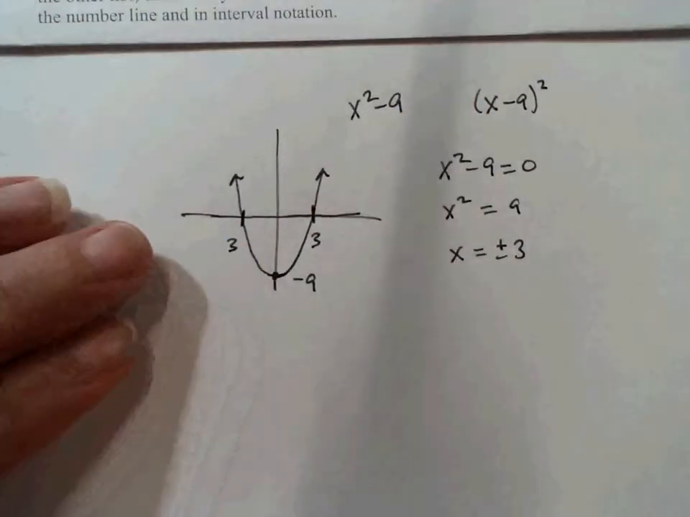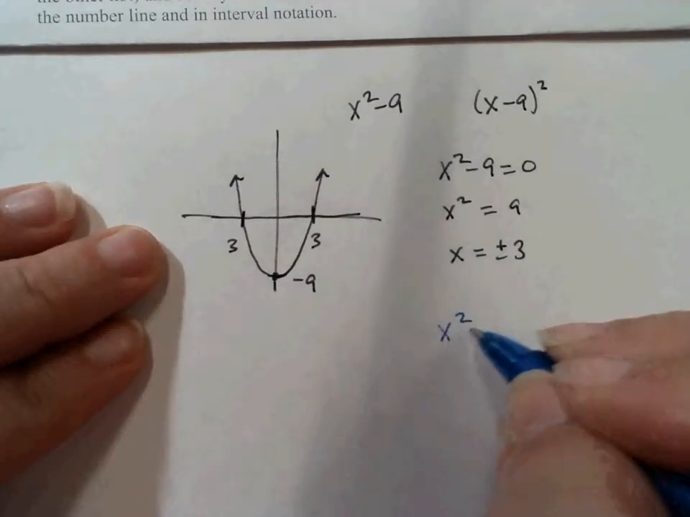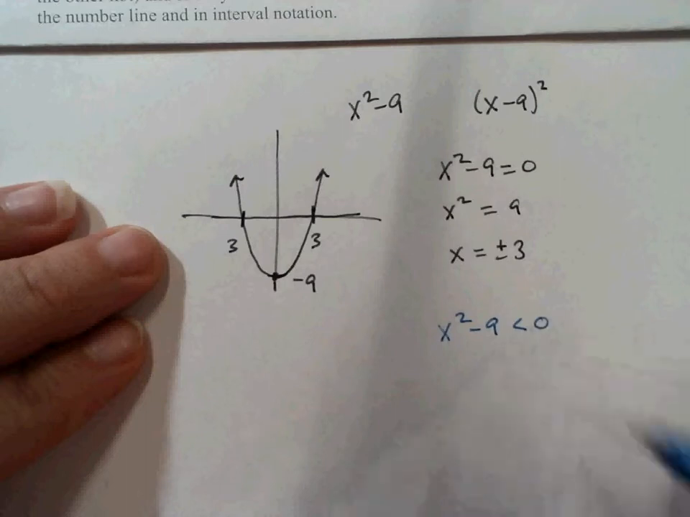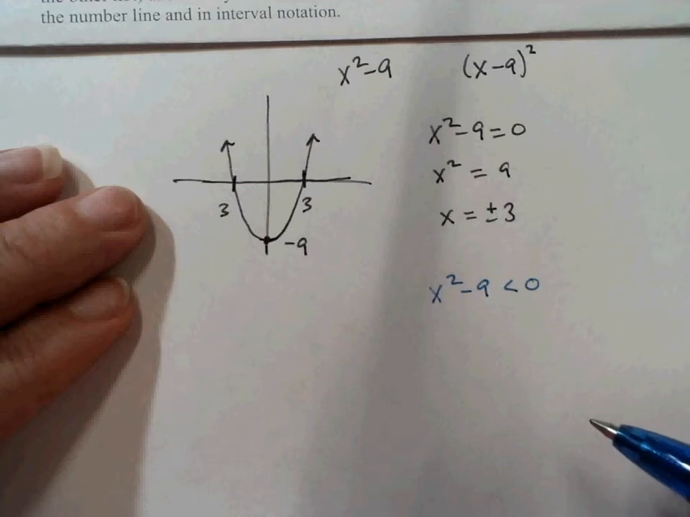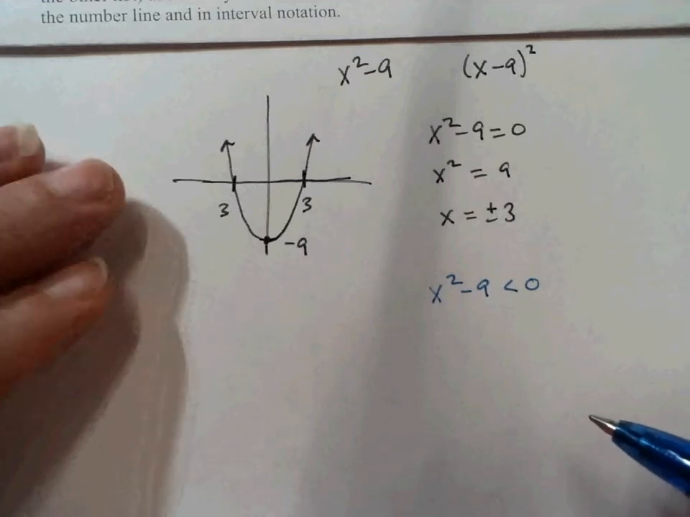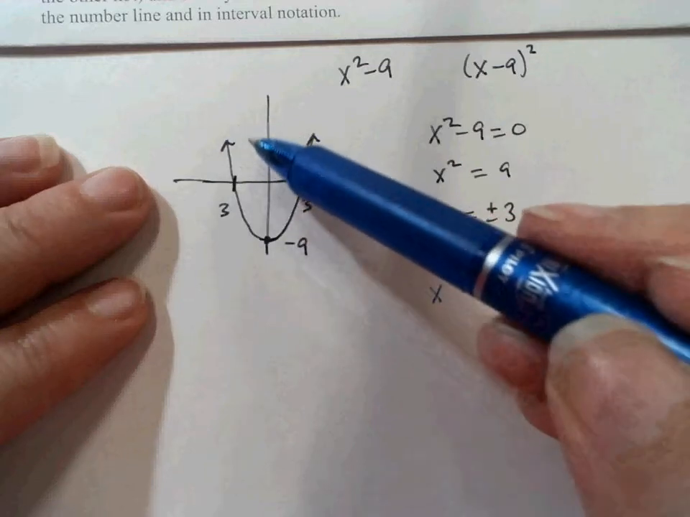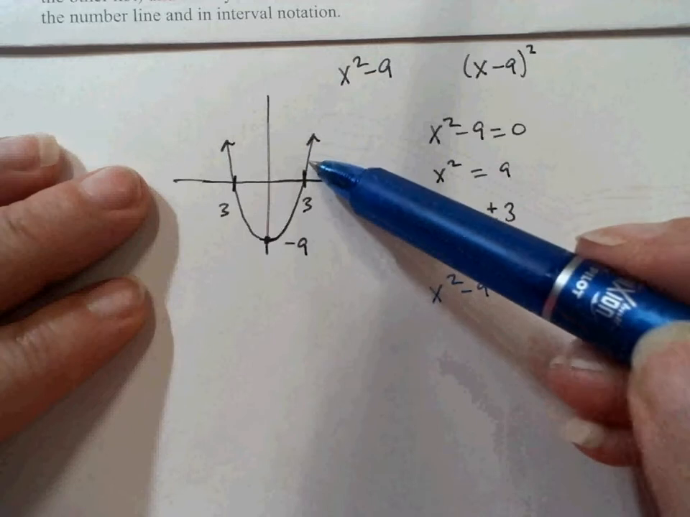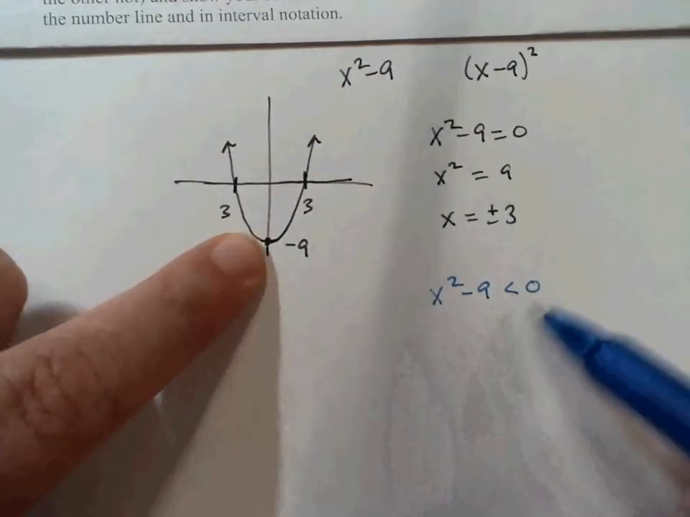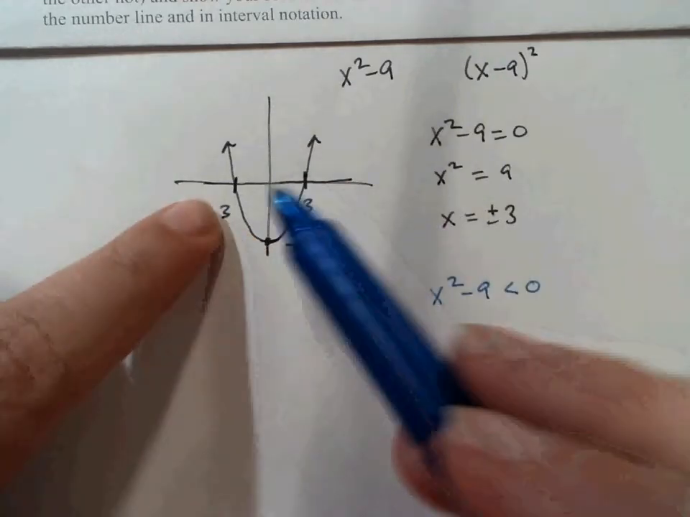Okay, so just using the graph, I want us to answer this question. When is x squared minus 9 less than 0? What does it mean to be less than 0? You're negative, right? So let's look at the y values. Are these y values positive or negative up here? What about down here? What about up here? So when is this function below the x-axis? When is it negative? Between what and what?